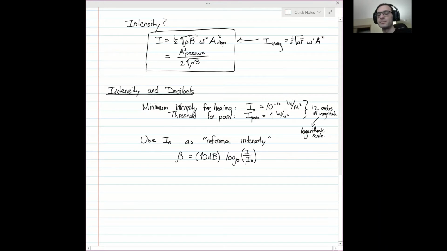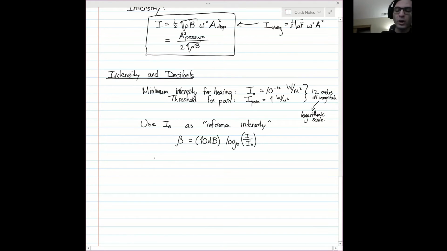Now let's look at this formula. This is just a way to convert intensity to decibels. This is how the decibel is defined, actually. So let's look at some examples of how many decibels you would get for a given intensity.